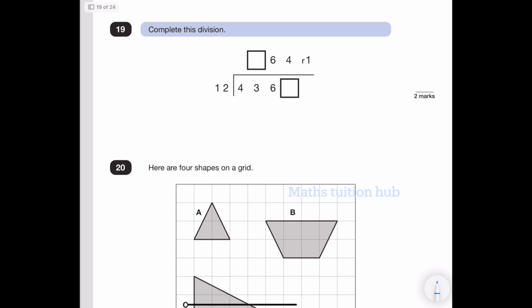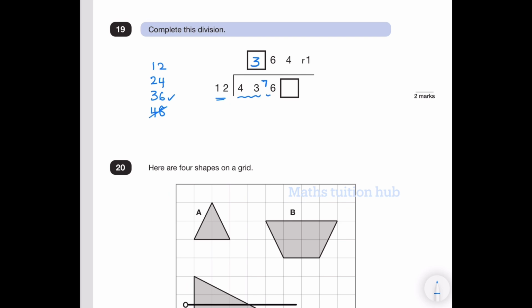Complete this division. So this is the 12 times table. Start writing the 12 times table. So 4 is smaller than 12, so we have to take 43. We need to look for 43. So the nearest and smaller number for 43 is 36. So that goes in 3 times, and the remainder will be 7.